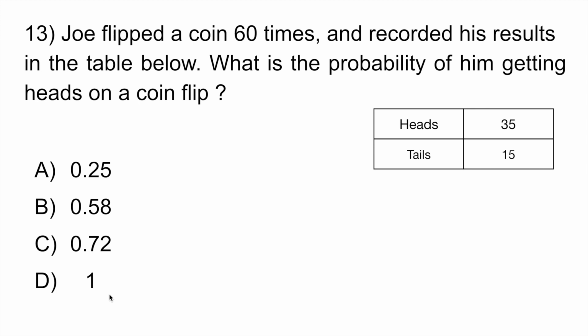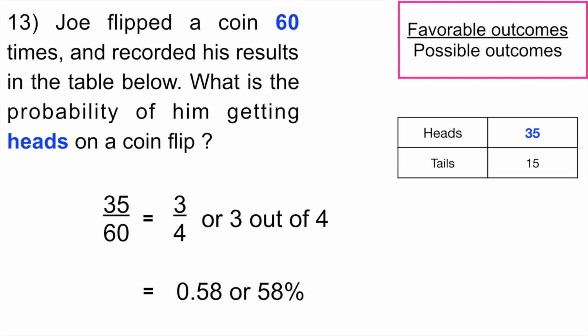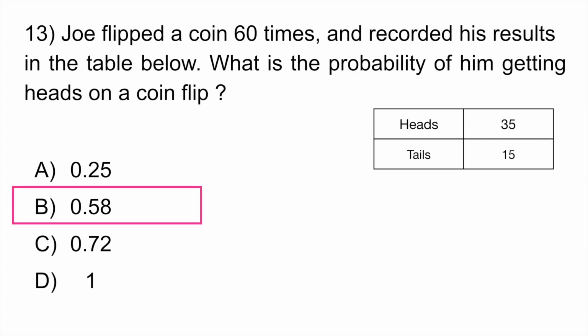So how do we set this up? Same thing as before. The total possible outcomes we said are 60. That's that number here. And this time they're asking us about heads. So if you look at your table here on the right, you can see he flipped heads 35 times. So all you do is divide 35 by 60, reduce that, it is 7 over 12, or you could express that as a decimal, 0.58, or as a percentage, 58%. So the correct answer is B.